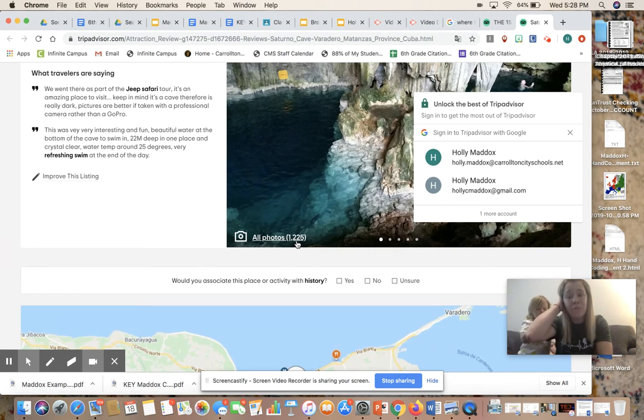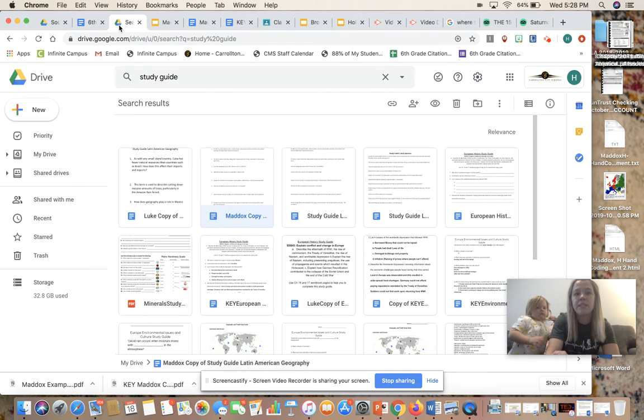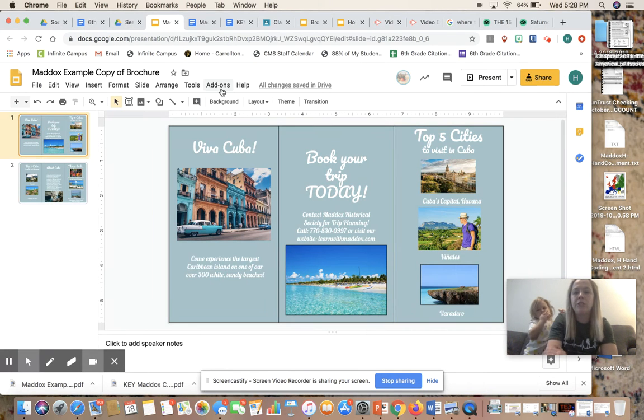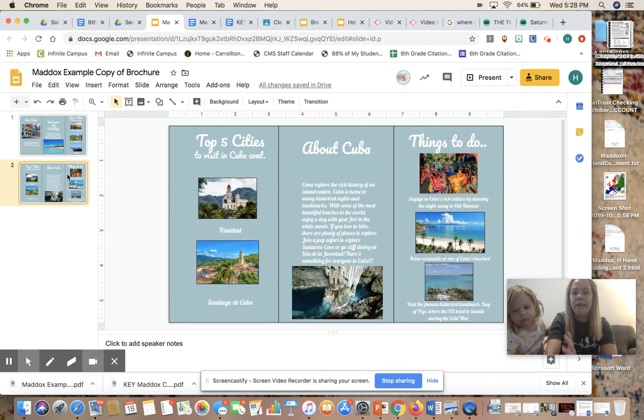That's really where I got a lot of my resources for my brochure. A lot of my pictures came from Google Sites and things like that. So I just copied and pasted the picture into here. So if you have any questions about where to get more information, let me know.